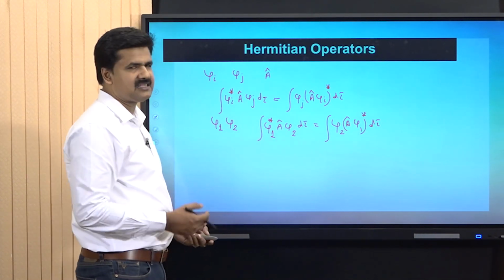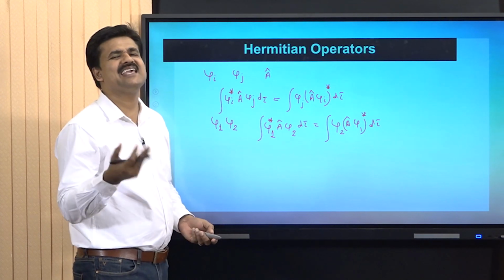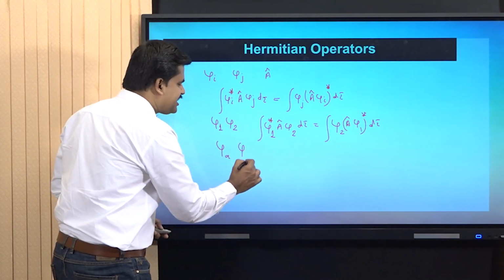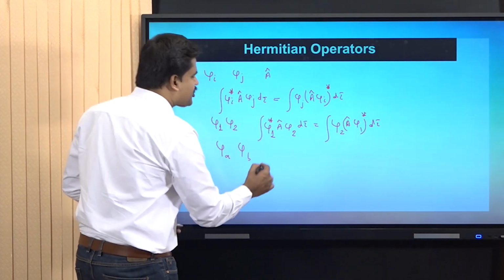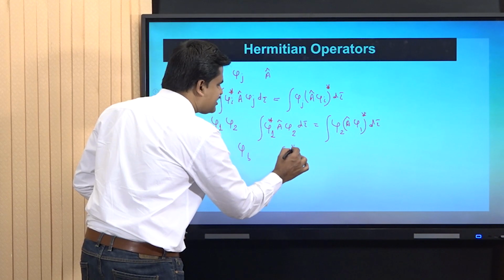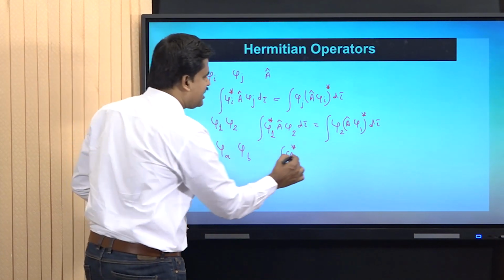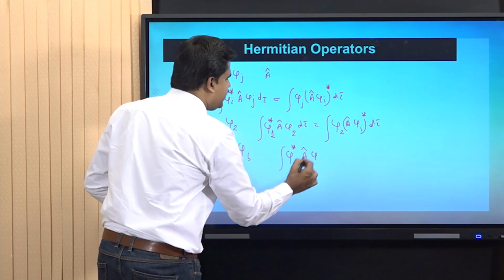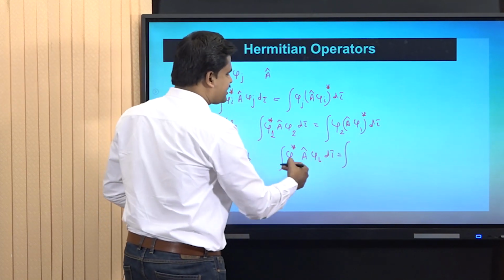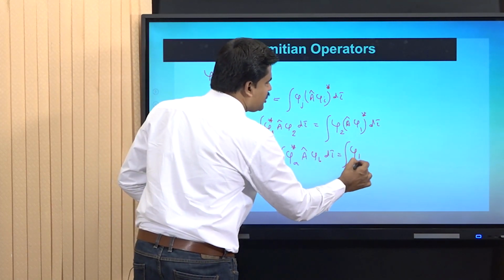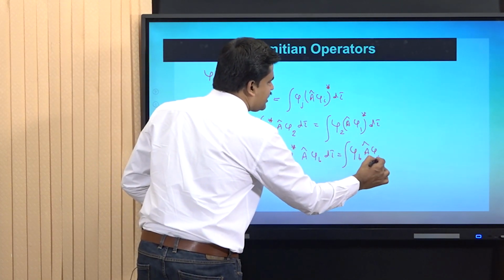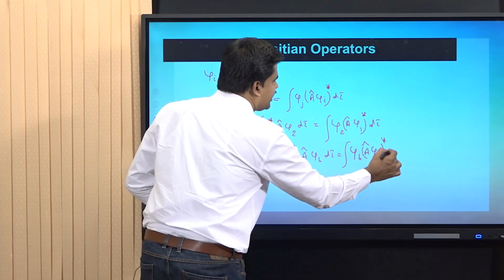I can also repeat with two other functions, namely psi A and psi B. See, the first function is psi A, the second function is psi B. Then the Hermitian property can be represented like this: integral psi A star, that means the complex conjugate of psi A, then A hat, then psi B d tau is equal to integral, exchanging the position of A and B first, that is psi B A hat psi A, the whole star, d tau.